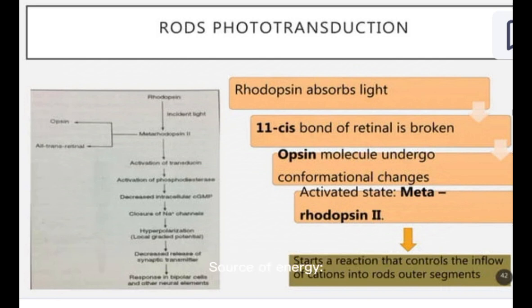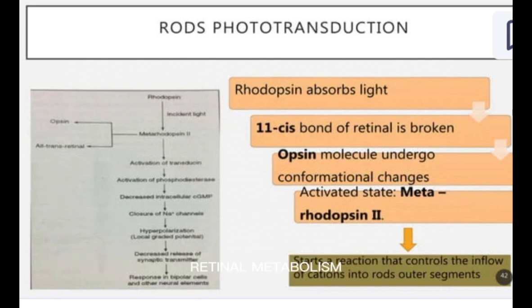Source of energy. 1. Carbohydrate, lipid, amino acid, mineral, oxygen. The primary source is glucose metabolism. Supplied from the bloodstream, capillaries in the choroid and via the central retinal artery.